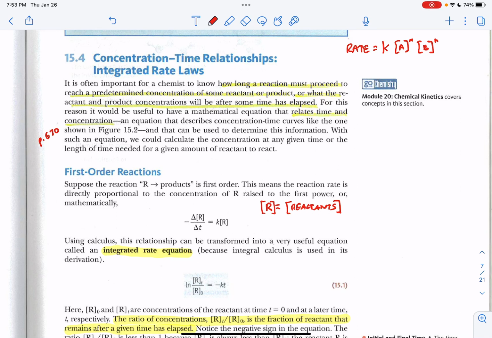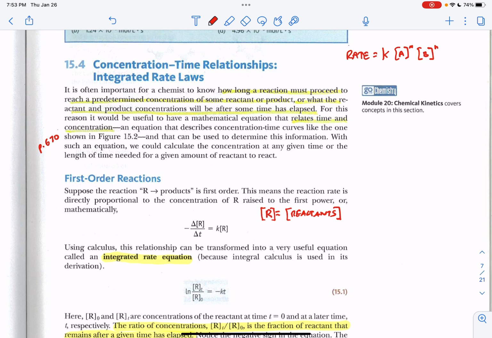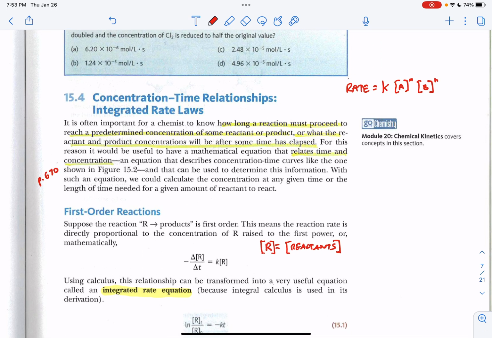In the first part of this chapter, we learned how to construct a rate law given some experimental data, and then how to use that rate law. Remember, a generic rate law for two reactants would look something like this. But you'll notice that in this rate law, we don't know anything about the actual time.